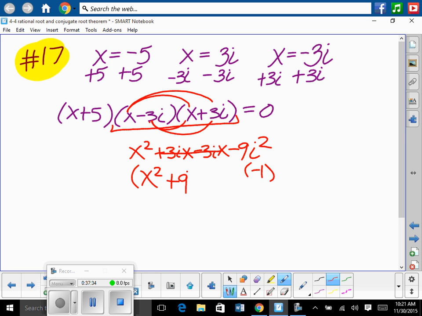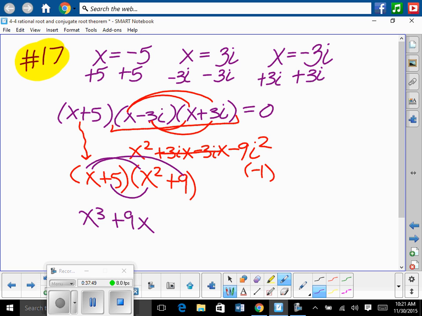So then we have that times, don't forget, we still have our x plus 5. And now we'll distribute that through. Don't make any errors here. X times x is x cubed. X times positive 9 is plus 9x. Positive 5 times x squared is plus 5x squared. Positive 5 times 9 is 45. So plus 45. Then I'm going to put it in standard form. X cubed plus 5x squared plus 9x plus 45.